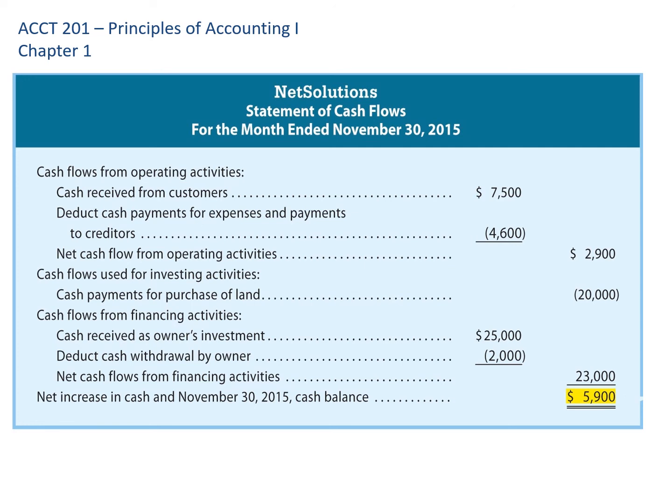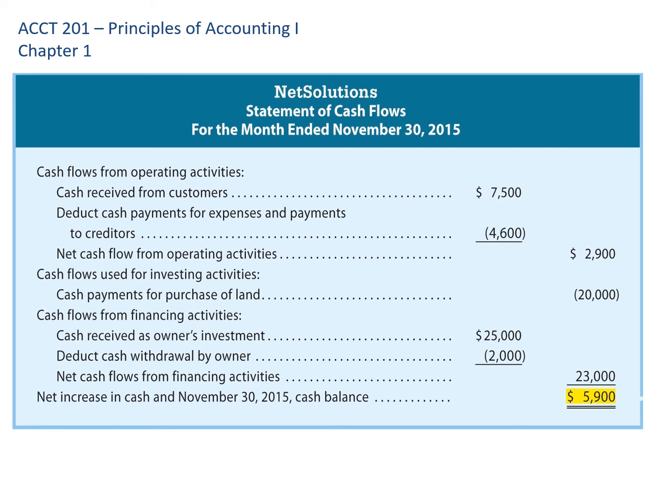Then we have investing activities. That's buying long-term assets. So buying things that are going to be around for a while. That's where cash goes to. Cash comes from selling those kinds of things. So did I get cash by selling a truck or a building? Did I use cash for buying land? In this case, they used $20,000 in cash for buying land.